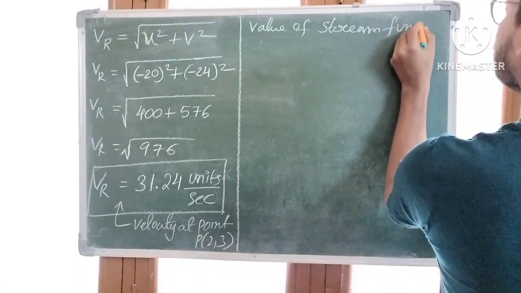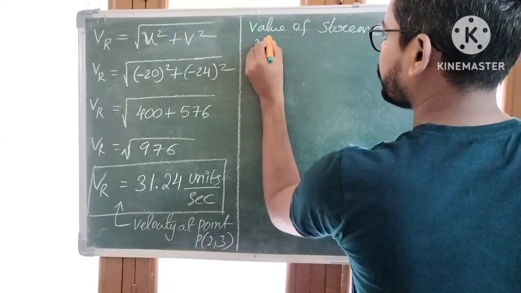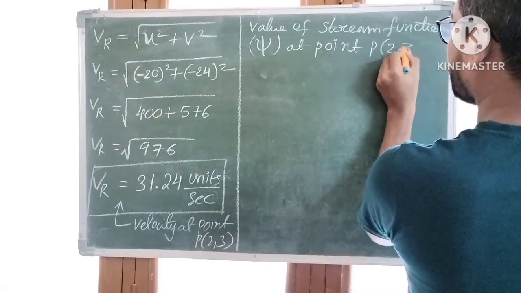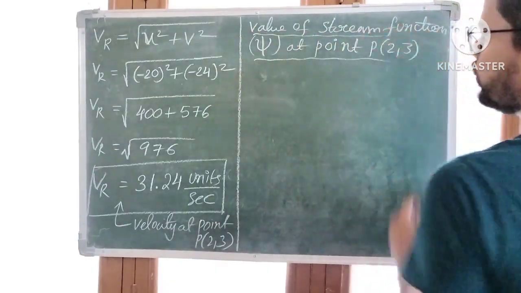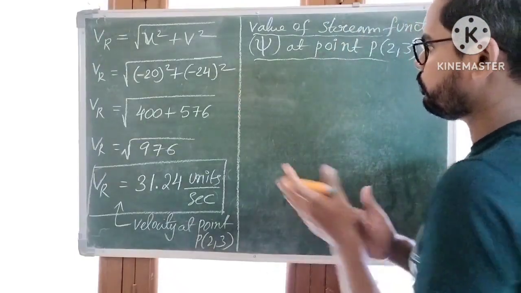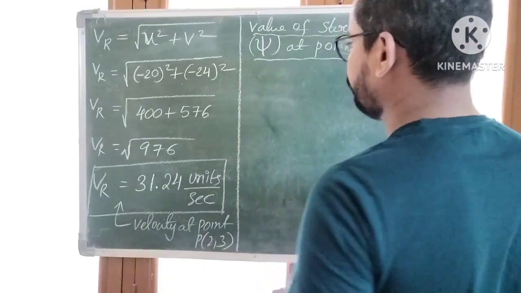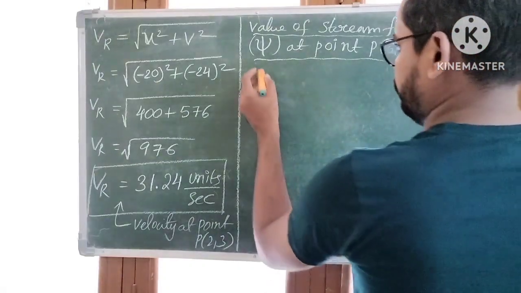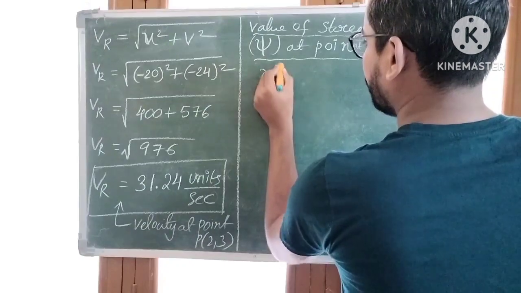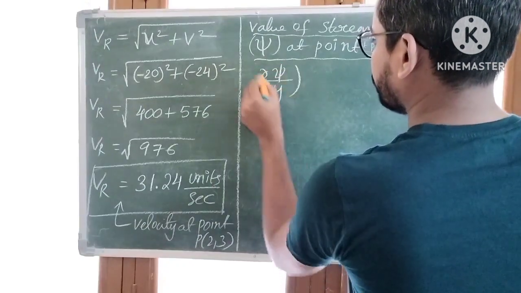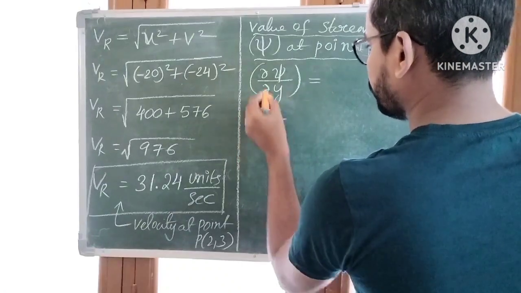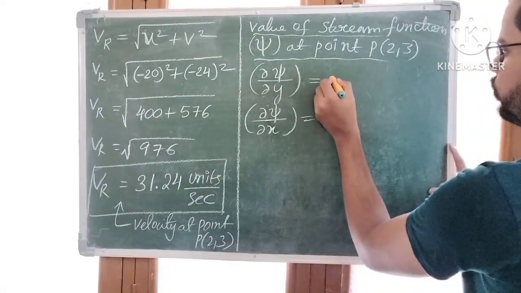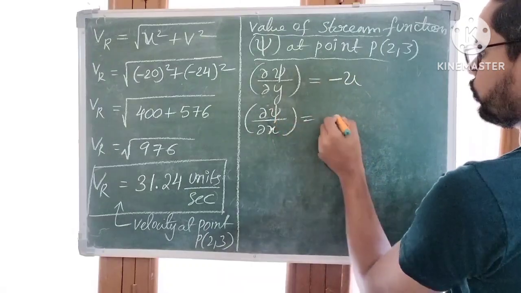The value of the stream function is very important. The value of the stream function, denoted by psi, at the same point P (2, 3). Now, what is the relationship between the potential function and the stream function? This topic is very important. We know that dou psi by dou y is equal to minus u, and dou psi by dou x is equal to v.